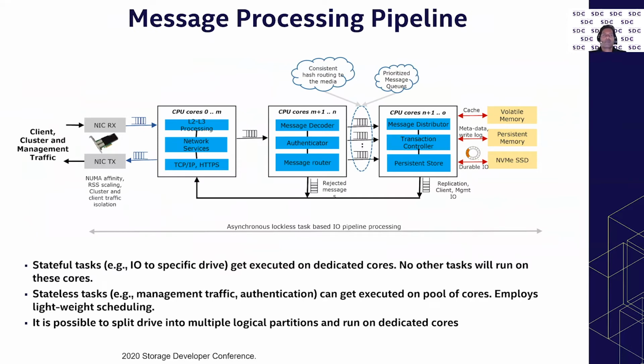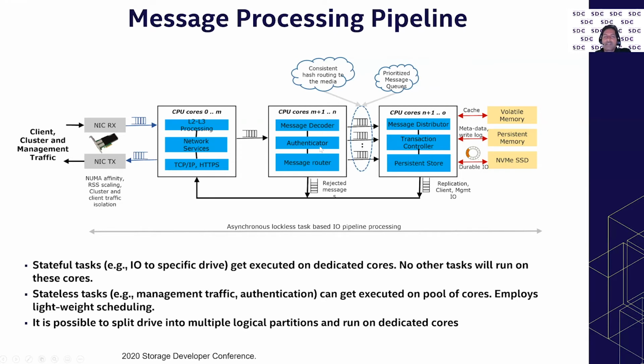Let's take a look at the message processing pipeline. Now, I talked about poll mode lockless constructs. If you look at the client traffic that flows in and out of the storage node, in the front end of the pipeline, you have the network activity that gets processed through a set of cores, and then gets transferred to the set of cores that look at the message type by decrypting, decoding, and authenticating the user, making sure that the message is actually coming from an authenticated user.